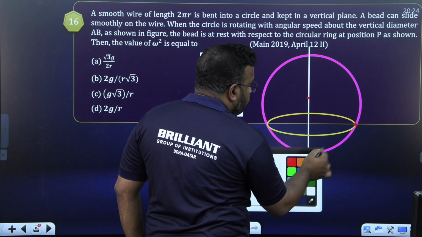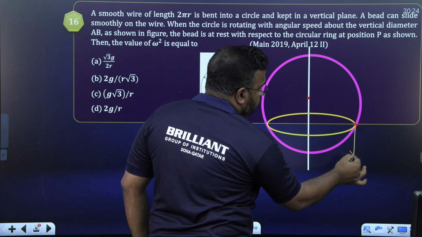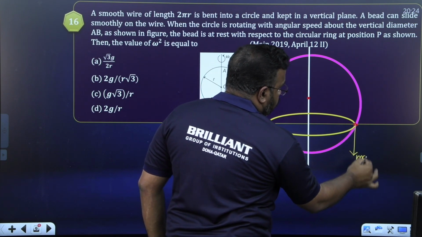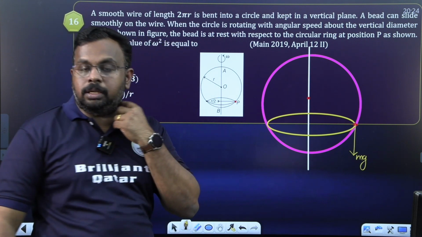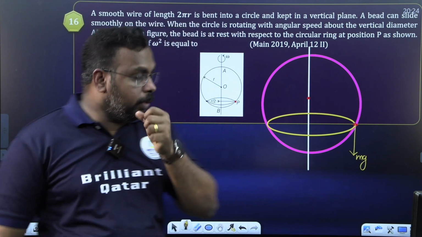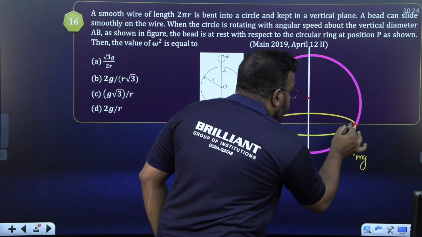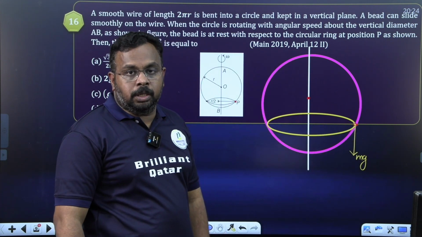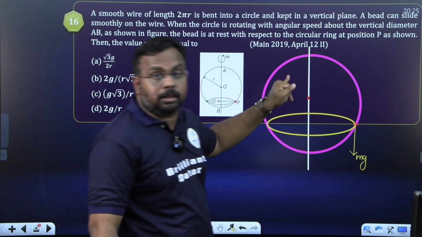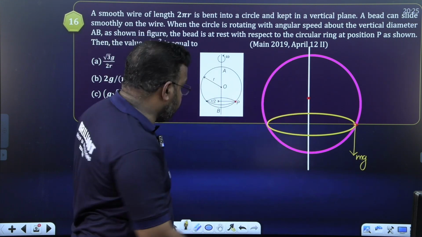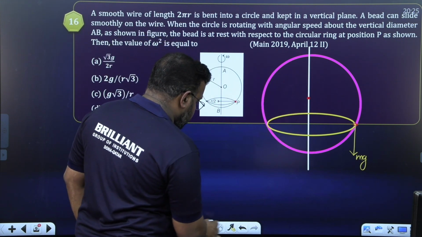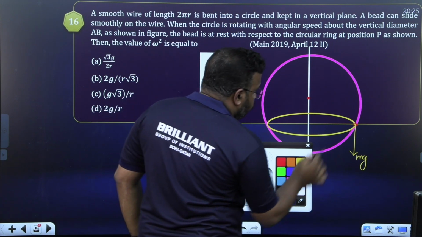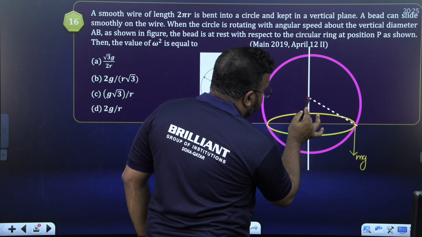So I'm just marking the weight like this. If m is the mass, the weight will be what? Mg. Weight is mg. Okay. And at this point, there will be a normal reaction also. Since it is a circular path, what will be the direction of normal reaction? Normal reaction will be radial. So I can show the direction of normal reaction along this line.